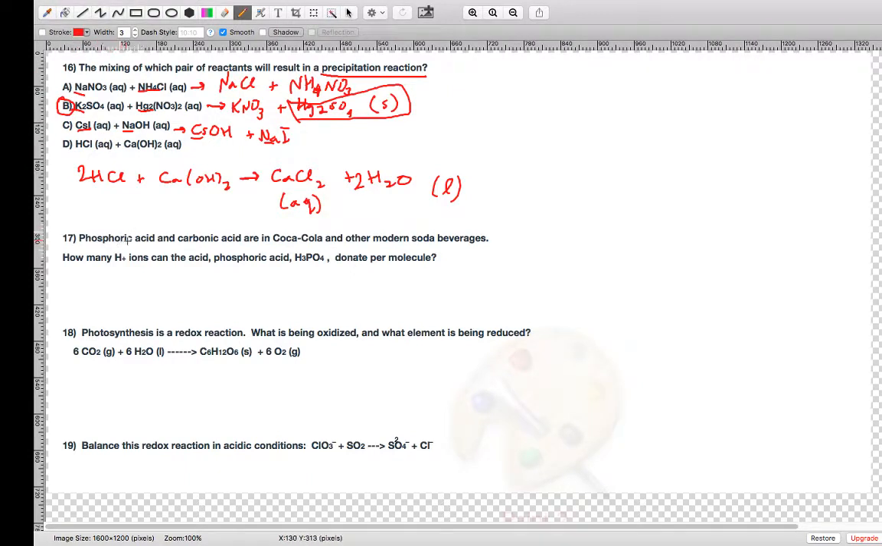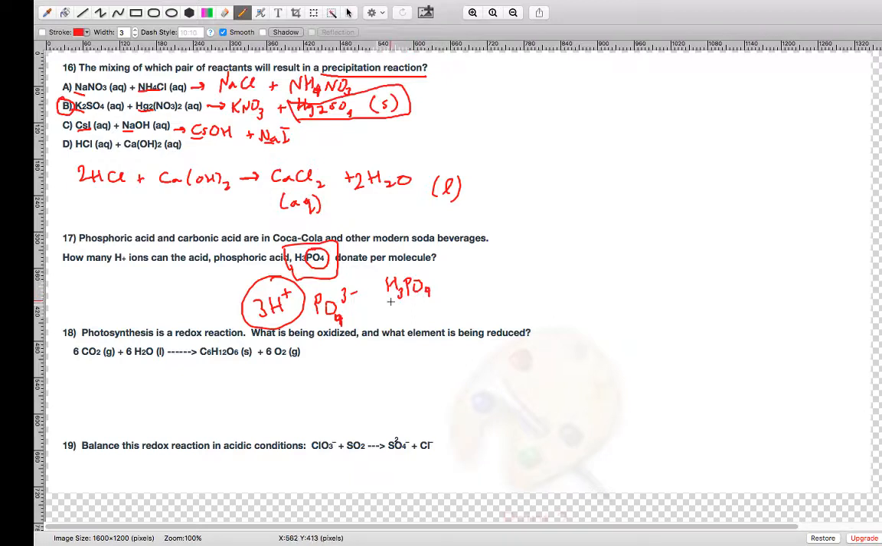What about this? Phosphoric acid and carbonic acid in Coca-Cola. That was extraneous information. How many H plus ions can the acid, phosphoric acid, donate per molecule? Well, phosphoric acid has PO4. You know that PO4 is the phosphate ion, PO4 3 minus. This is something that you should have memorized. And if it is 3 minus, then it must have been countered by 3 H pluses in order to make this charge 0 for this neutral acid molecule. That means there are 3 H pluses, so it's H3PO4, you know.